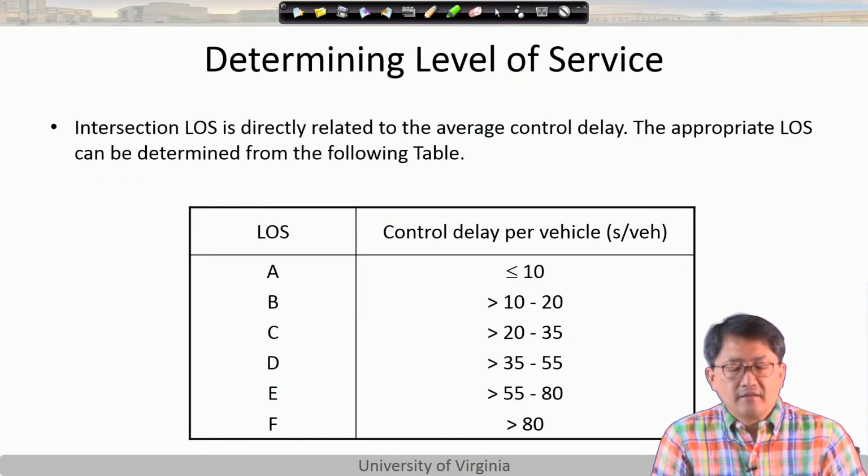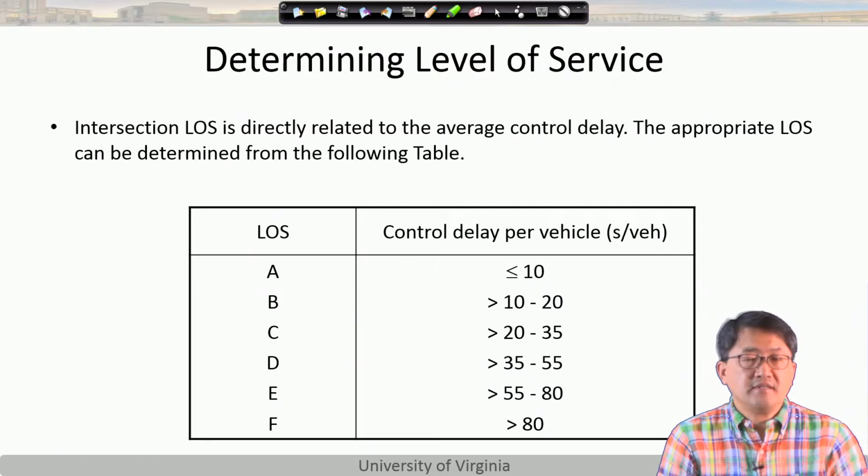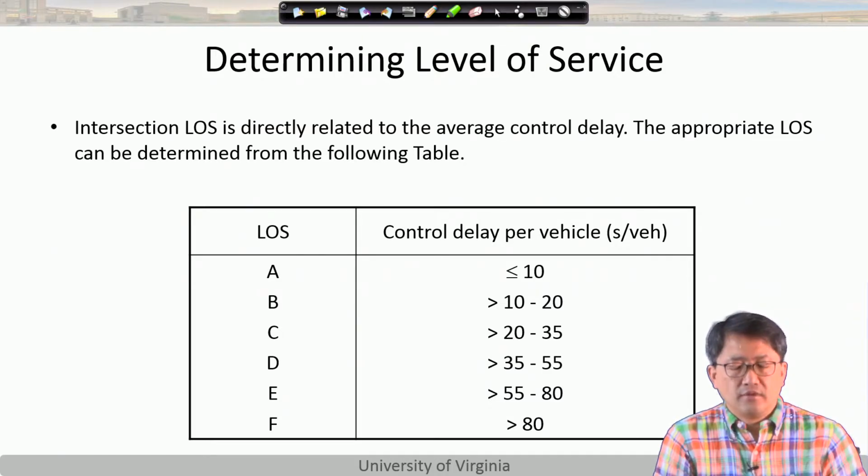As I said, less than 10 seconds per vehicle is level of service A, and the upper limit used to be 60. Now they are changing it to 80 seconds per vehicle. That's how you define the level of service.